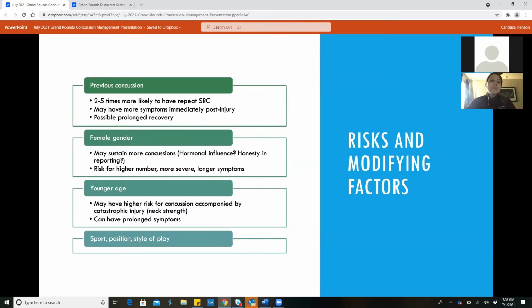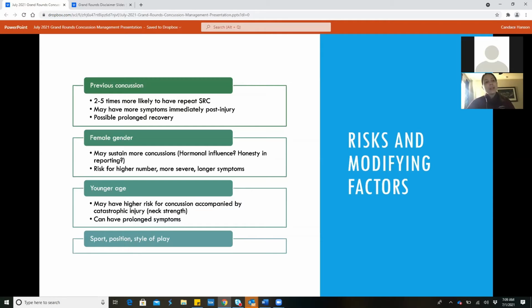So, risks and modifying factors. Who's more likely to have a concussion? If you've had a previous concussion, you're 2 to 5 times more likely to have a repeat. You may have more symptoms immediately post-injury, and you may have more severe symptoms and more prolonged recovery with every consecutive concussion. Female gender is definitely more likely to have concussions, at least based on data.